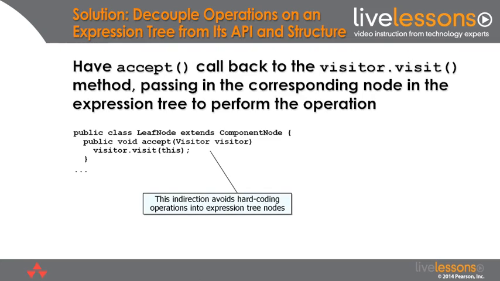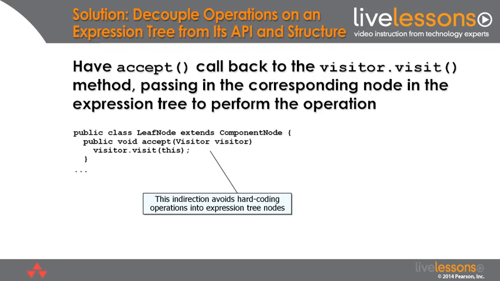And finally, and here's how it all comes together, the accept method that's implemented in the component node hierarchy will call back to the visitor's visit method, passing in the corresponding node in the expression tree to perform the operation, passing itself in fact, to perform the operation. So just to take a simple example, here's the leaf node class that extends component node. And we're looking at a snippet of its accept method where it's passed in a visitor as a base class, and it turns around and it says, visitor, please visit me.